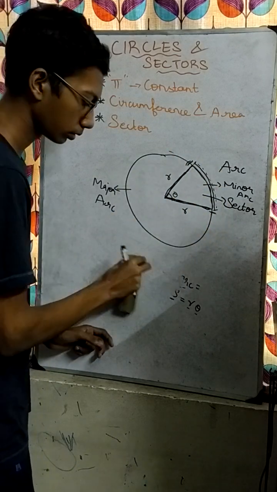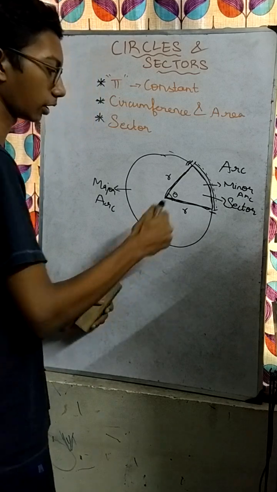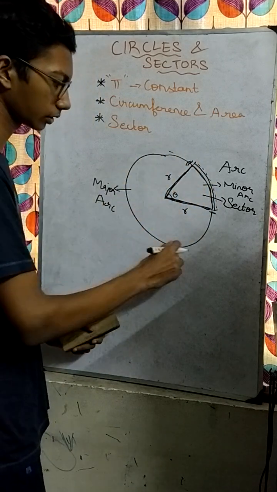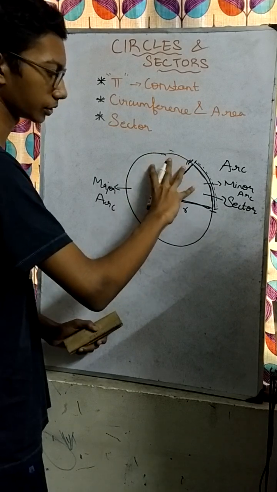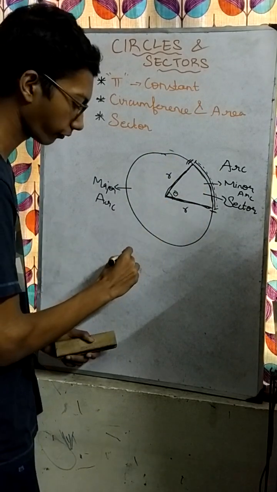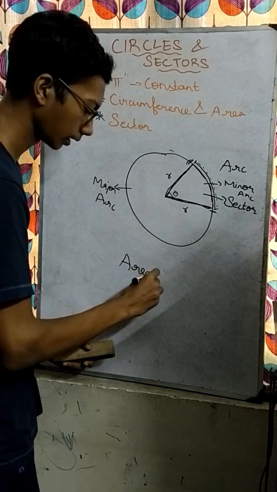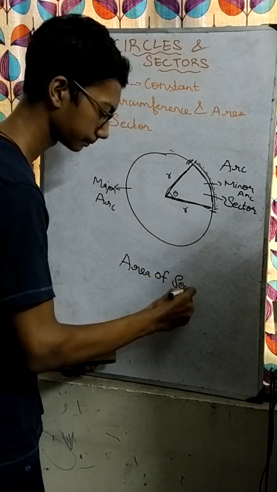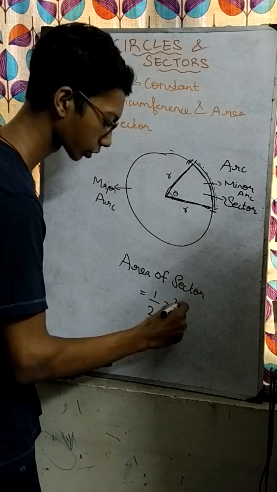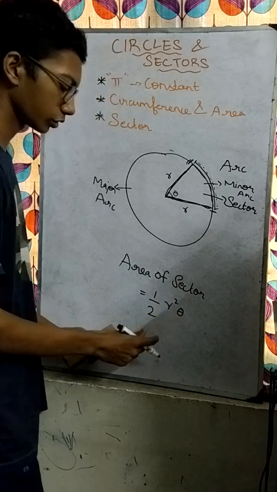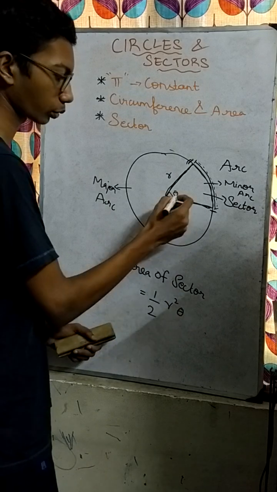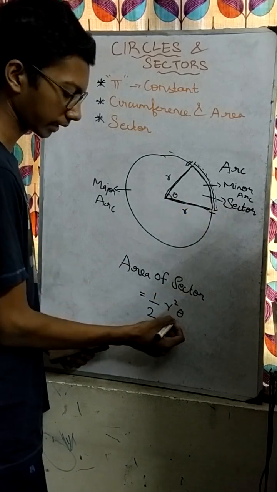So now, what is the area of this sector? You know the area of a circle is the area of the whole region. What is the area of this sector? There is a formula for that. Area of sector equals 1 by 2 r square theta. So this is the area of the sector, half into radius square, we know the radius r, and theta again is this angle.